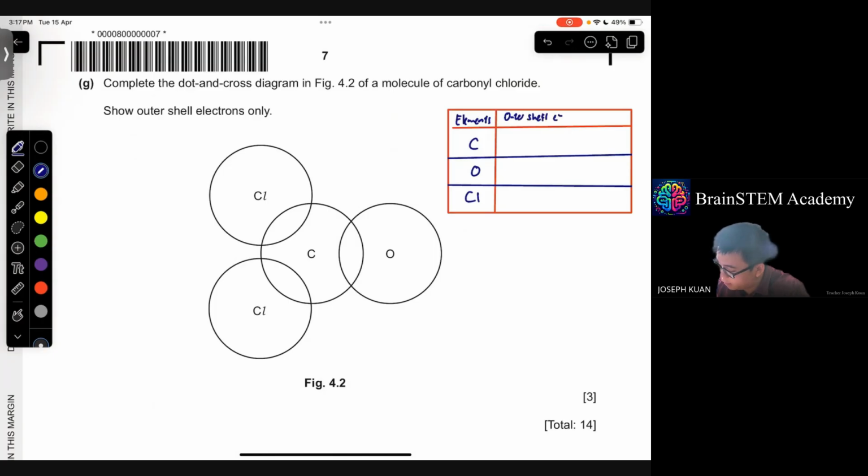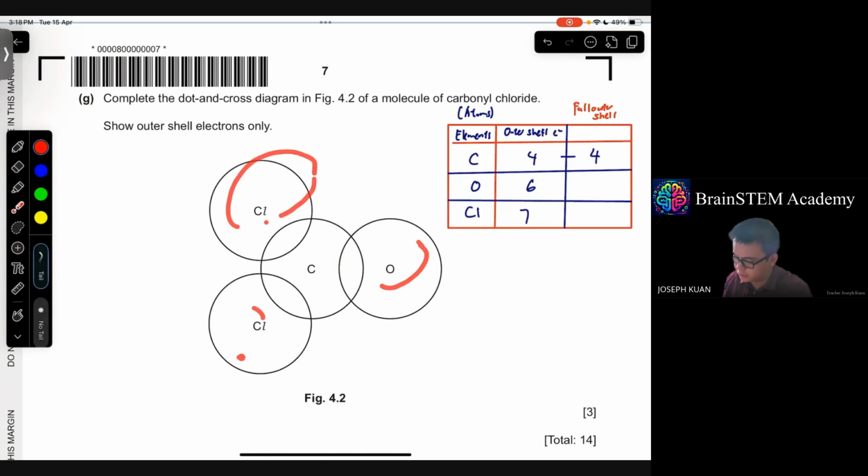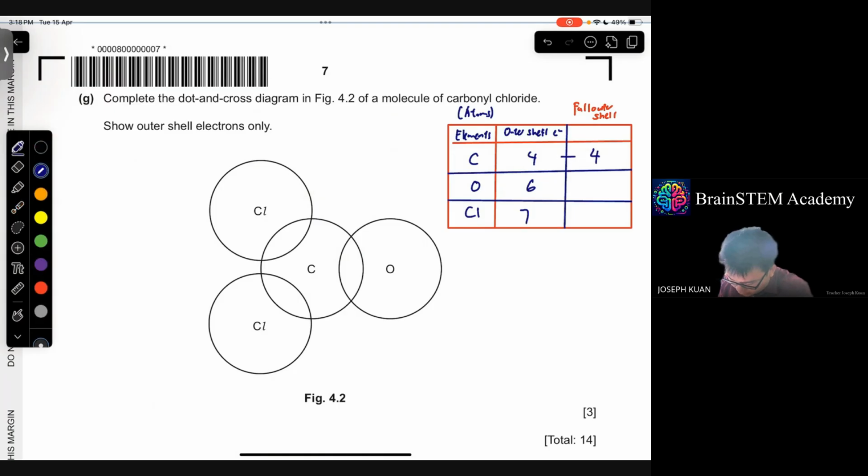Carbon is in group 4, so 4 outer shell electrons. Oxygen is group 6, so 6 outer shell electrons. Chlorine is in group 7, so 7 outer shell electrons. To achieve a full outer shell, covalent bonding is like friendship, where both elements contribute an equal number of electrons. So carbon, in order to get a full outer shell, needs 4 more. In other words, it will request from the other atoms 4 more electrons. Whereas oxygen will contribute 2 for sharing, and in exchange it will get 2 more electrons. That's how it gets a full outer shell. And chlorine will need 1 more.